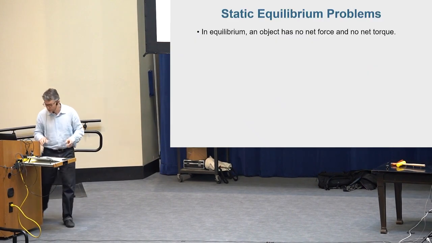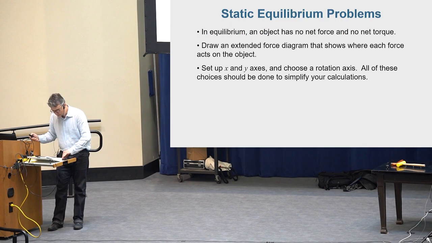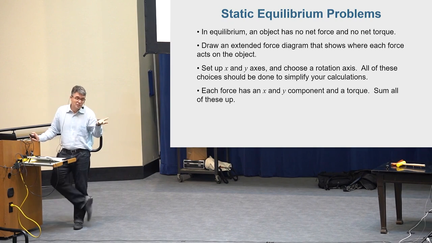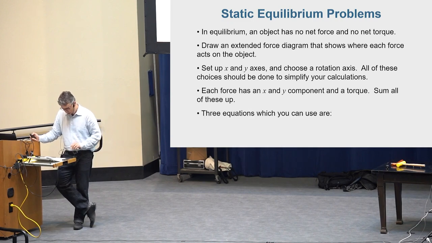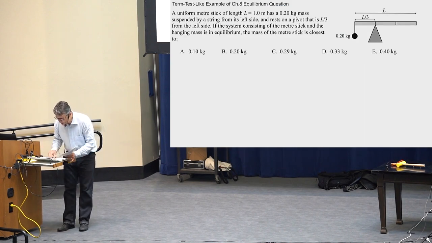So in equilibrium, an object has no net force, no net torque. I'm kind of going over this stuff a few times here. You draw an extended force diagram, you set up your X and Y axes, you choose a rotation axis. All of these choices should be done to simplify your calculations, but they don't have to be. Each force has an X and a Y component, sum all these up, and there are the equations. Let's do another example. This is a term test-like question.